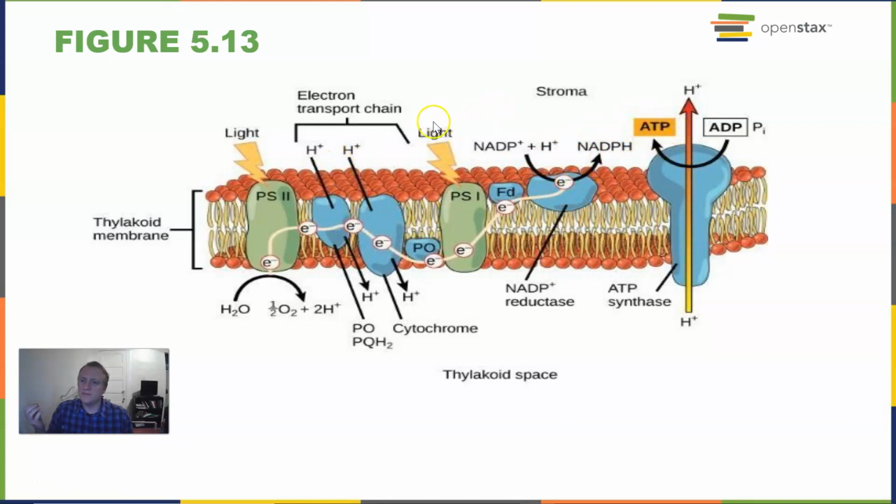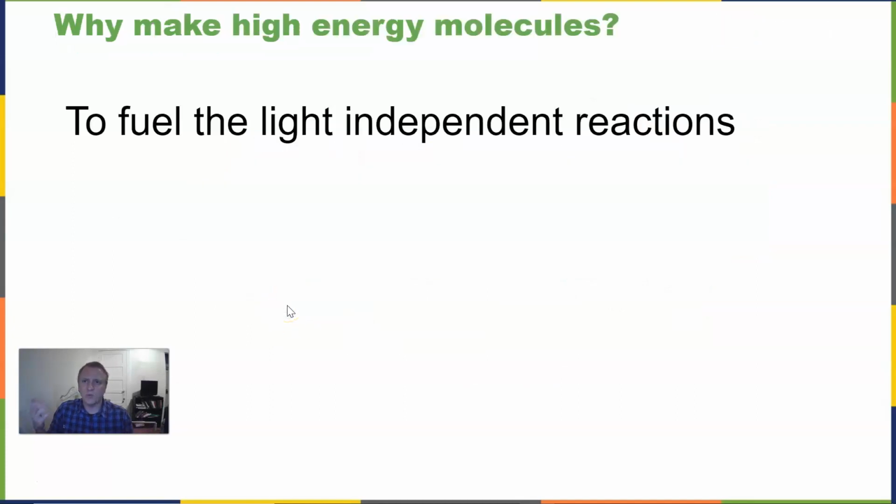When light comes in, remember it's going to excite this electron, and in order to replace that electron, we need to split water and steal an electron from there. When we split water, oxygen is released. But why are we making these high energy molecules in the first place? Well, the answer is we're doing it to fuel the light independent reactions.